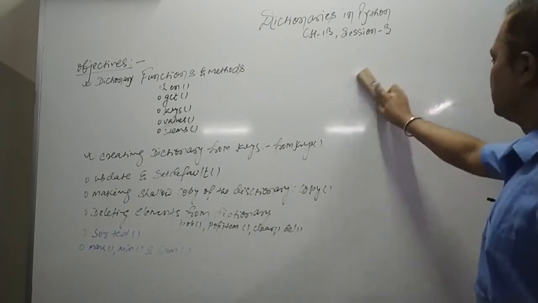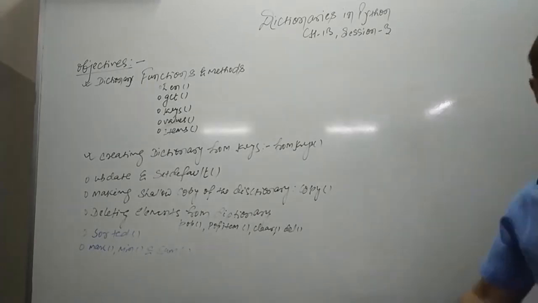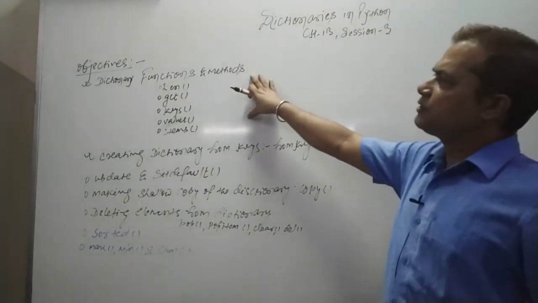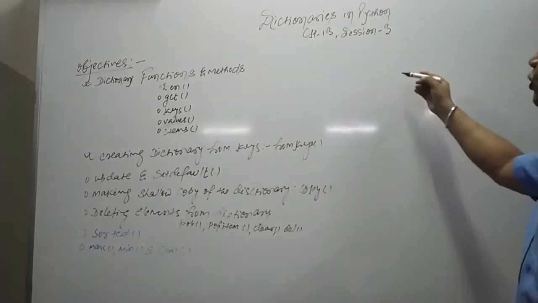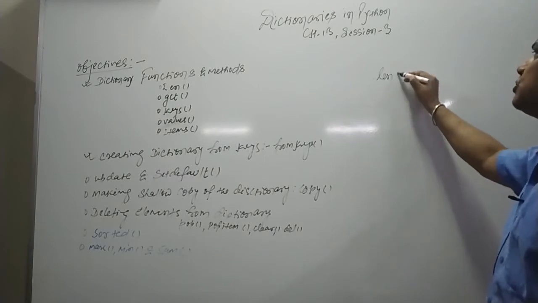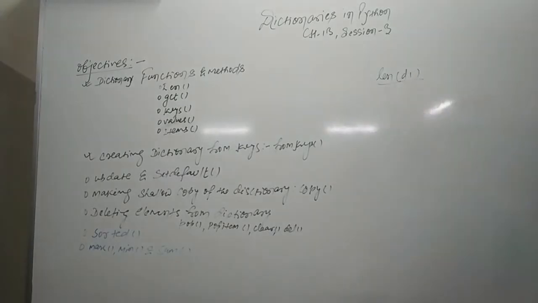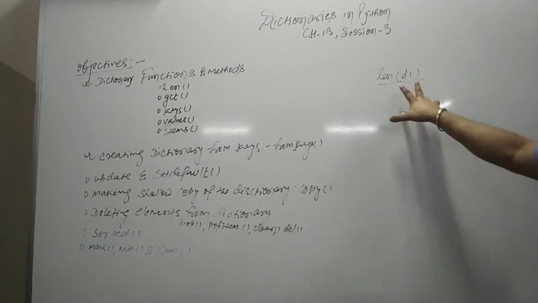Now let's come back. Today we have certain functions, and we'll see them one by one. First and foremost, the len method, as you can see, under dictionary functions and methods. len is first. You all must know len because we use it many times. len of D1 will simply give you the length of the dictionary. If the dictionary has 4 items, it will simply return 4.